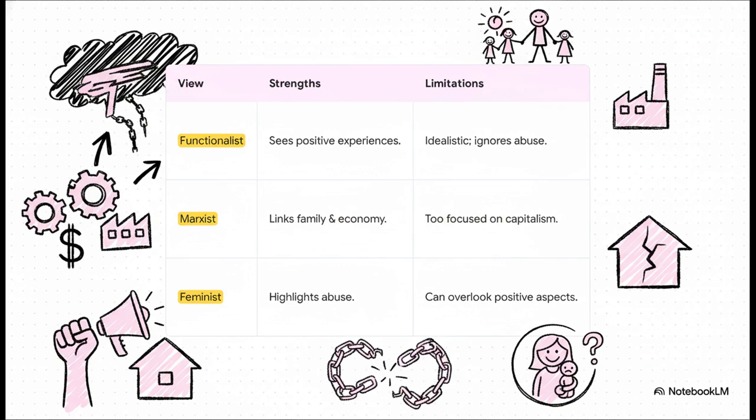And finally, the feminists. Their huge strength is shining a light on ignored issues like domestic violence. But a criticism often thrown at them is that they can be overly negative, and maybe they don't fully account for women who are genuinely happy in more traditional family setups.